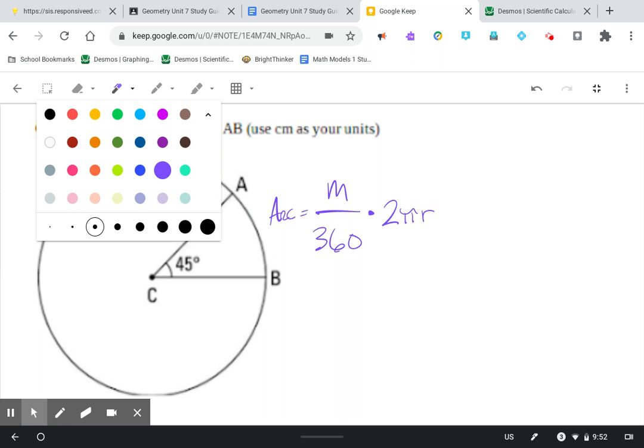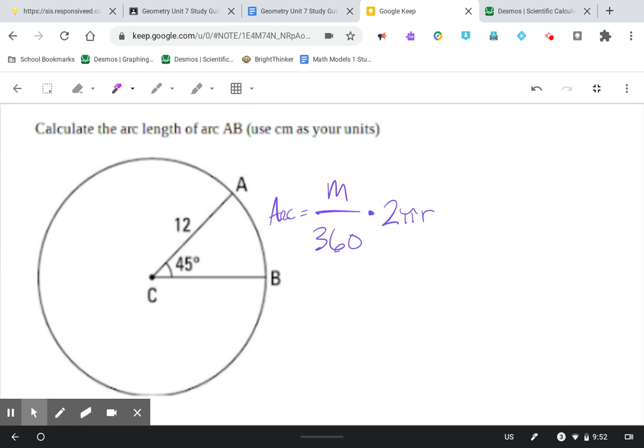So what we're doing is we're finding the angle as it is part of the whole circle. So that means this is going to be my m value. This is going to be my radius. And I plug those two values into this formula. So the m is 45 over 360 times 2 pi times 12.